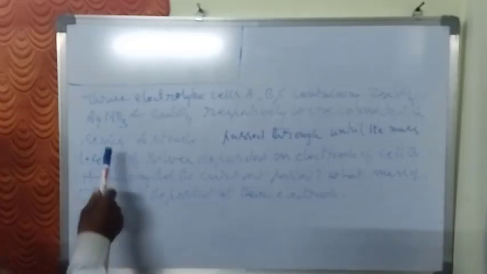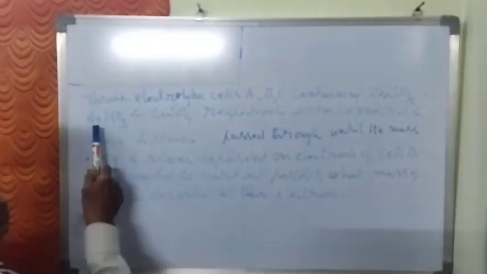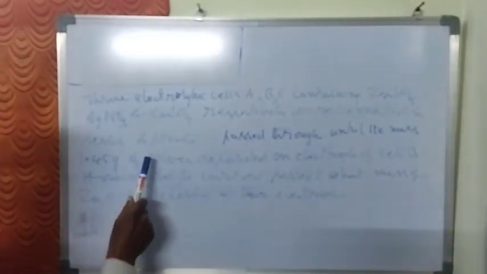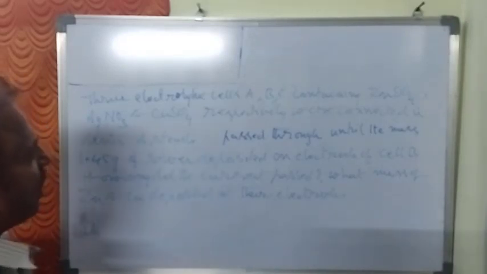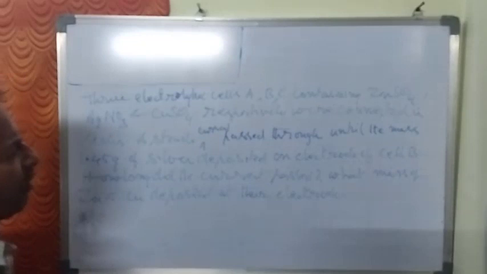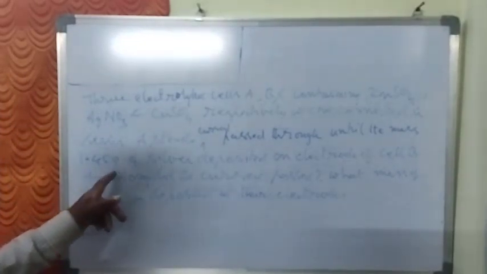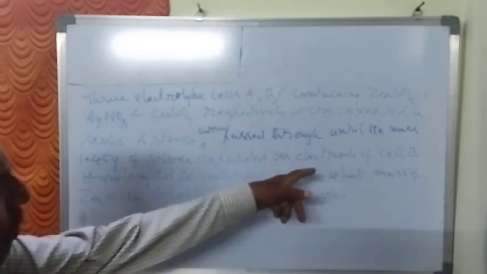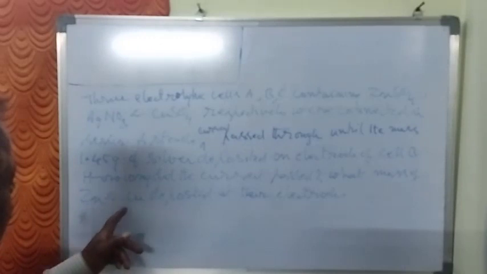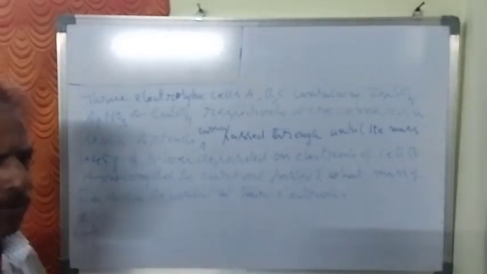Three electrolytic cells A, B and C containing zinc sulfate, silver nitrate and copper sulfate respectively were connected in series. A steady current passed through them until 1.45 gram of silver deposited on the electrode of cell B. How long did the current pass? What mass of zinc and copper deposited at their electrodes? So this is the problem.